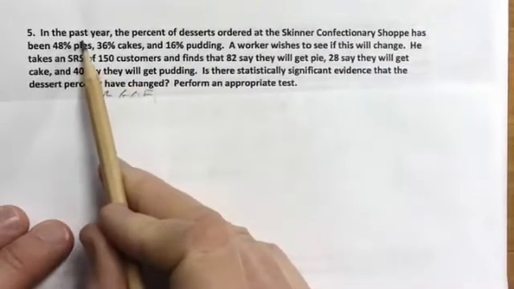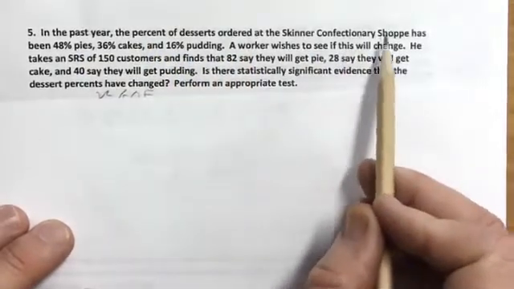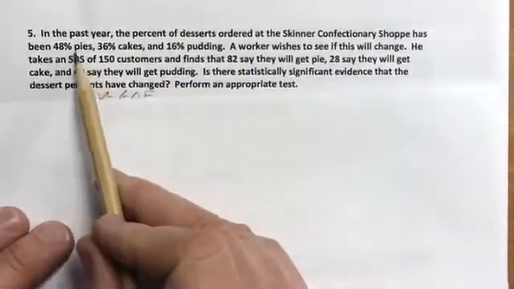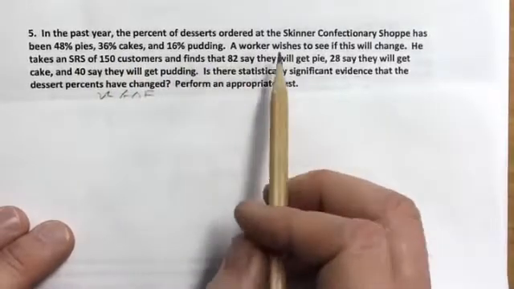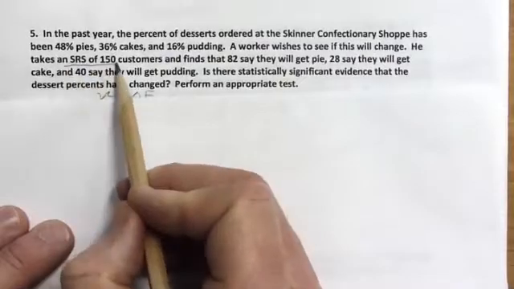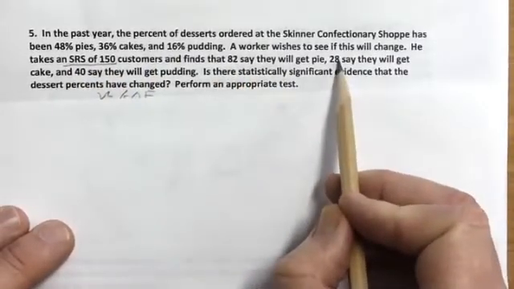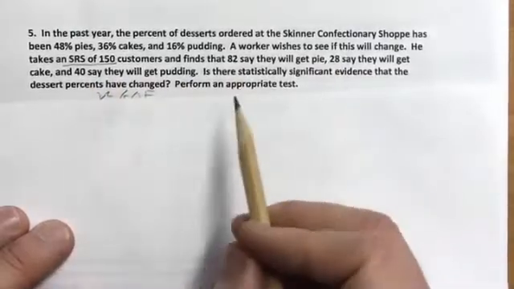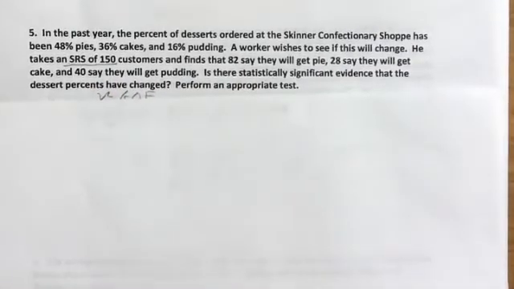All right. In past years, the percent of desserts ordered at the Skinner confectionery shop has been 48% pies, 36% cakes, and 16% pudding. A worker wishes to see if this will change. He takes a simple random sample of 150 customers, finds that 82 will want pie, 28 will want cake, and 40 will want pudding. Is there statistically significant evidence that the dessert percentages have changed? Okay, perform an appropriate test.